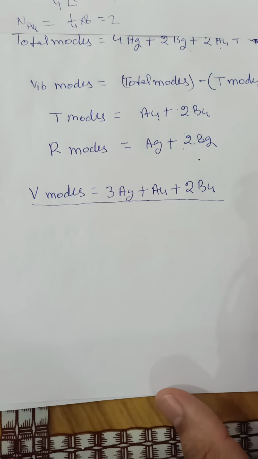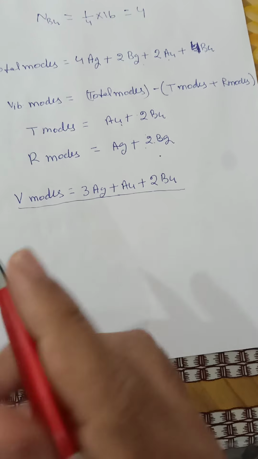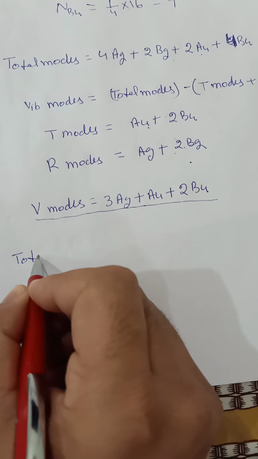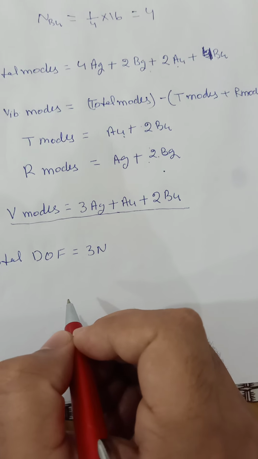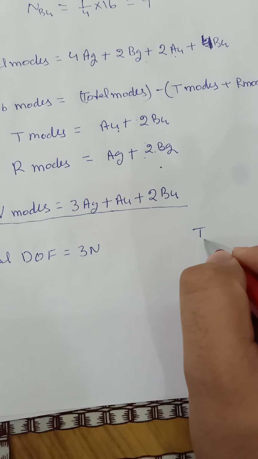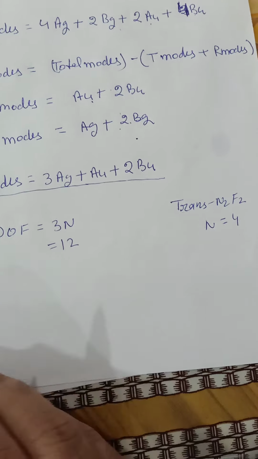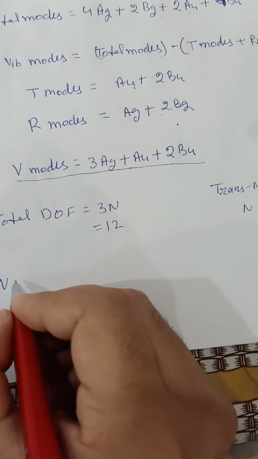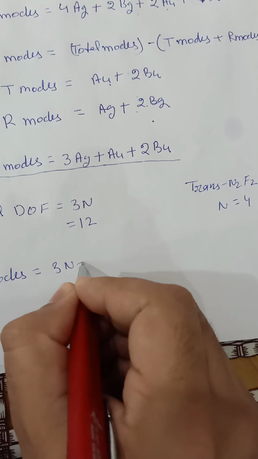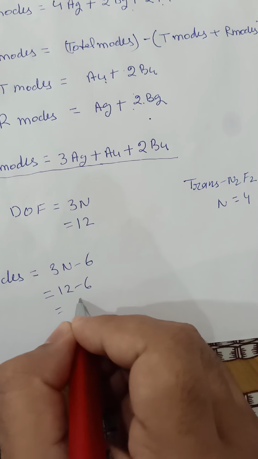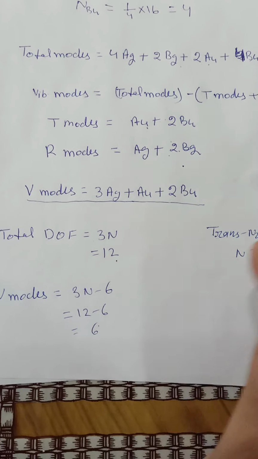So these are our vibrational modes. We can also justify these modes using a simple formula, the degree of freedom formula. We know that total degree of freedom is equal to 3n, where n is the number of atoms present in the molecule. In trans N2F2, n is equal to 4, so it will be 12. And for vibrational modes, since the molecule is non-linear, it will be equal to 3n minus 6. So 12 minus 6 is equal to 6. So in this molecule, we should have 12 total modes or total degrees of freedom, and we should have 6 vibrational modes. Let's see from here.